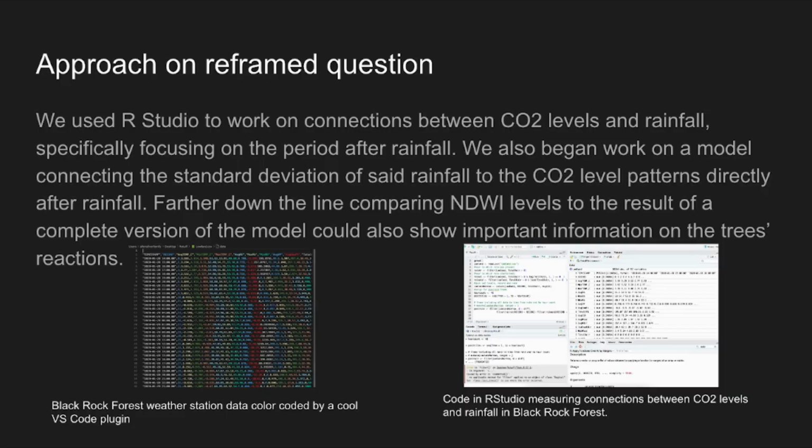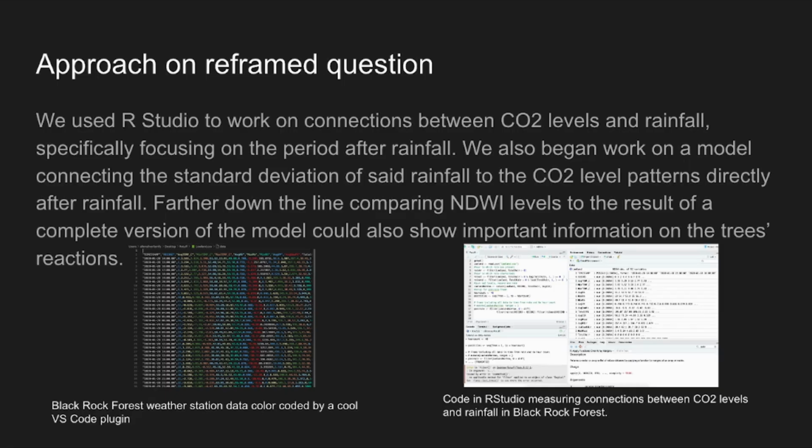But due to not having any experience in RStudio before, I've had lots of issues with the code, specifically in determining the period after rainfall if there were multiple consecutive rainstorms in close proximity. I started making the foundations of the model for the standard deviation of rainfall connected to the CO2 levels, but due to the shaky foundation with the code, it kind of all fell apart, and I had to start from scratch.